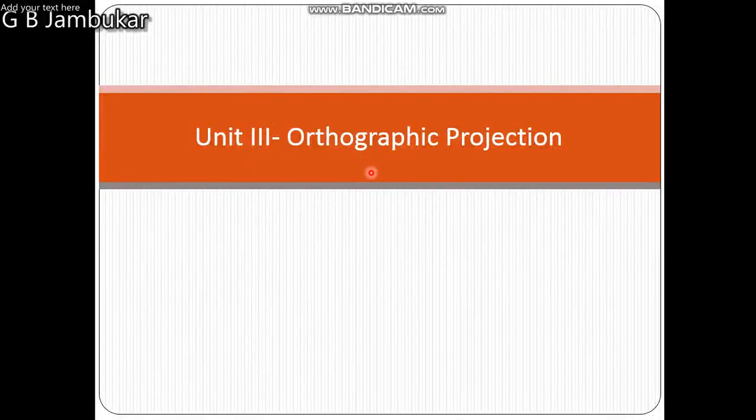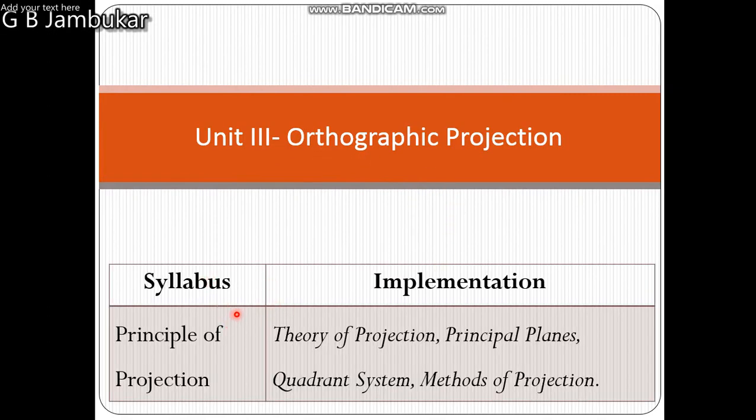Hello friends, today we will start with unit number 3, orthographic projection. If you see the content of the syllabus, we have to learn the theory of projection, principal plane, quadrant system, method of projection, and first angle method of projection to draw the orthographic projection of any object, and also the sectional projection when the section is taken along the plane. Now first we see the theory of projection.